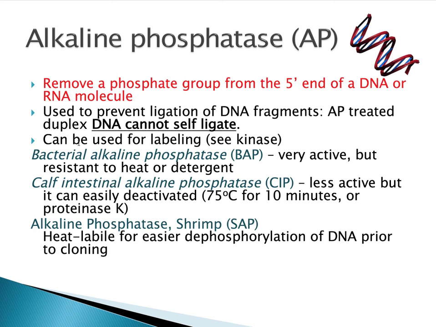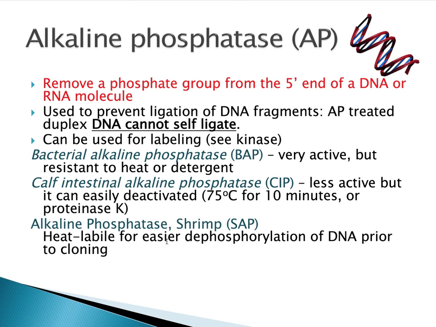Okay, can be used also for labeling. You will see later. All right, so a famous one is the bacterial alkaline phosphatase, very active, but it's very difficult to heat inactivate, and that's a problem, because you want to remove the phosphatase in the reaction. Calf intestinal alkaline phosphatase, or CIP, people like it, but it's less active, but you can easily deactivate it at 75 degrees for 10 minutes, or use some proteinase K enzyme to take it out. So that's actually a better way to go, because most of the time you have to take out this phosphatase.